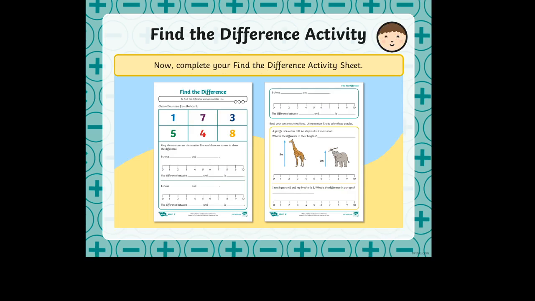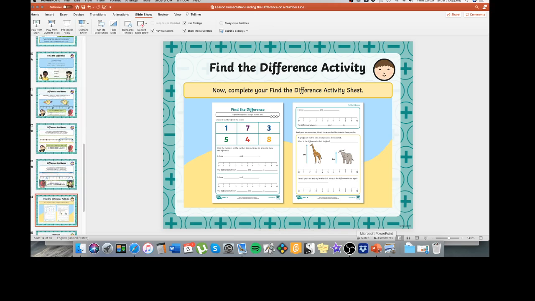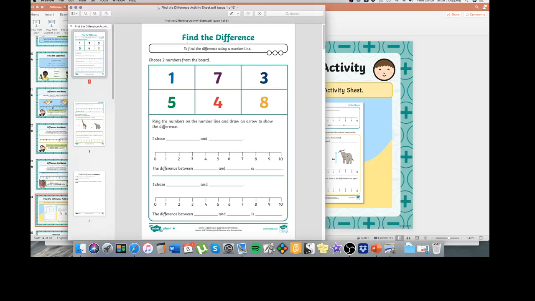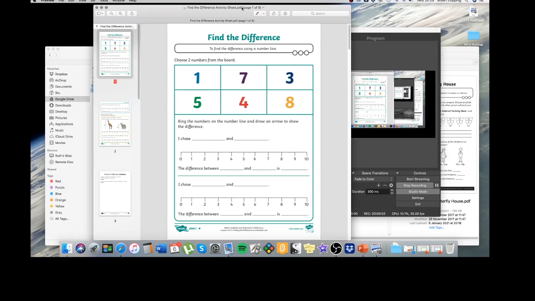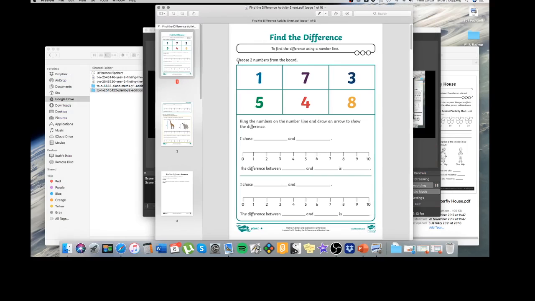Right then, I want you to have a go at these sheets now. I'm going to make them a bit bigger. Here we go. Let's get rid of that. And rid of that. So, it says choose 2 numbers from the board. So you've got a 1, a 7, a 3, a 5, a 4 and an 8. So choose 2 numbers, put the first number in the first gap, second number in the second gap. Find them on the number line and then complete the sentence.